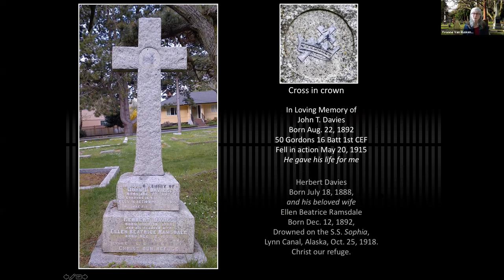The other inscription here is for Herbert Davies and his beloved wife, Ellen, who drowned on the SS Princess Sophia at Lynn Canal, Alaska. This was a major disaster. There are quite a few disasters memorialized in Ross Bay Cemetery. It was the Canadian Pacific steamer Princess Sophia that went down. She struck the reef on the evening of October 23rd, 1918, and on October 25th, she sank. She was stuck on the reef for 40 hours. They were not able to rescue anyone. And there were over 350 men, women, and children on board. So besides the symbolism, you get other kinds of history on markers in a cemetery like Ross Bay.